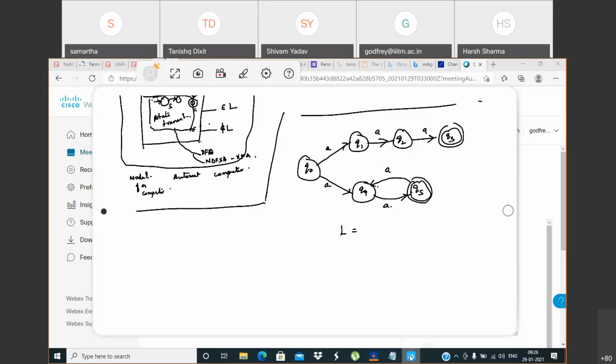So anybody can answer? Sir, A, then A A, A A A, 4 times A, and so on. These are the strings of this language. Now, this is an NFA or a DFA?